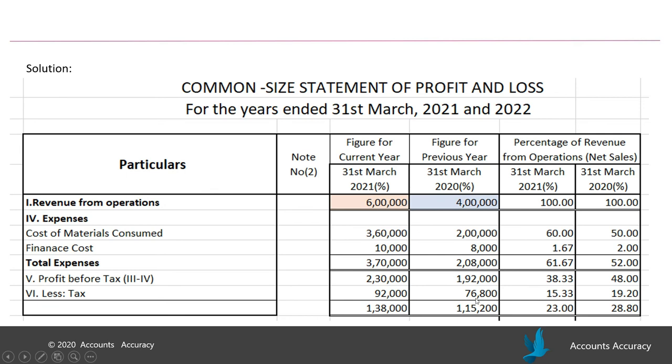For tax rate, that is 76,800 divided by 4 lakh into 100, 19.20%. For this profit after tax, 1,15,200 divided by 4 lakh into 100, it will come 28.80. So this way you will calculate the percentages of revenue from operations of both the years. And then two things you need to check, that your percentages of both the years should come 100. Fine. So this is how you will do the sums of common size statement.